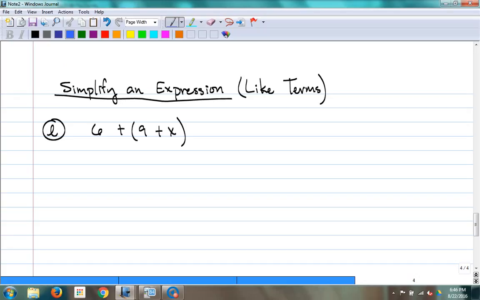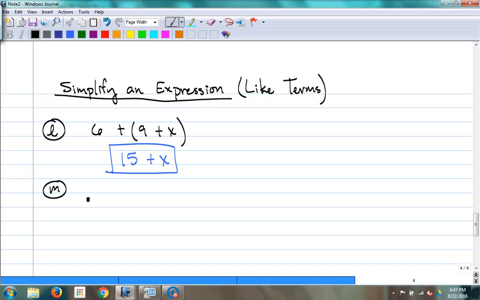A plus sign, right? The parentheses really don't matter. They just group this stuff together. But 6 and 9 are like terms, so we're going to go ahead and add 6 plus 9, which is 15, plus x. And we got our answer. Simplified an expression. Like terms.